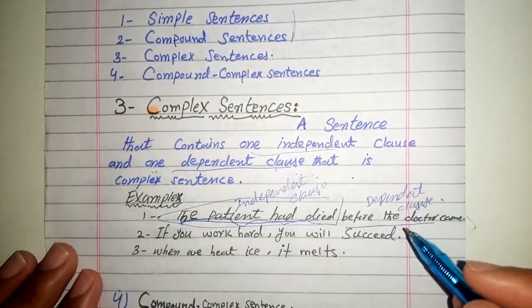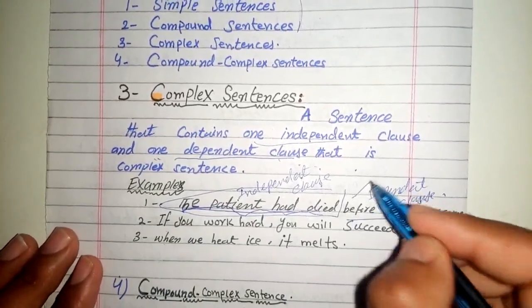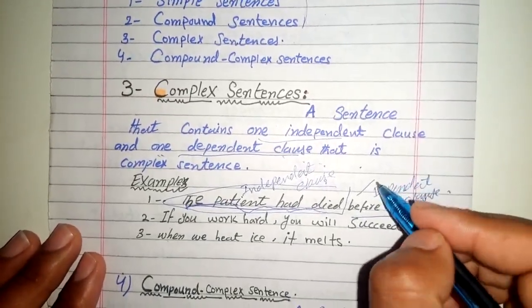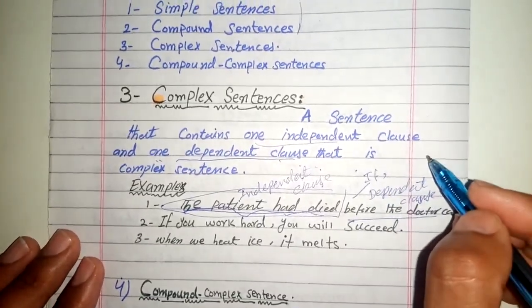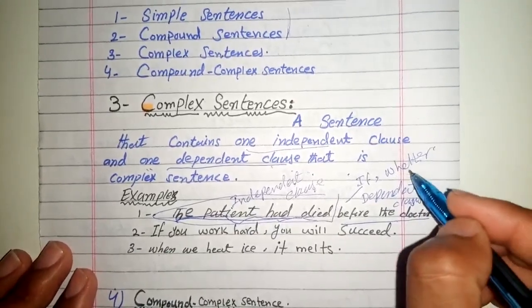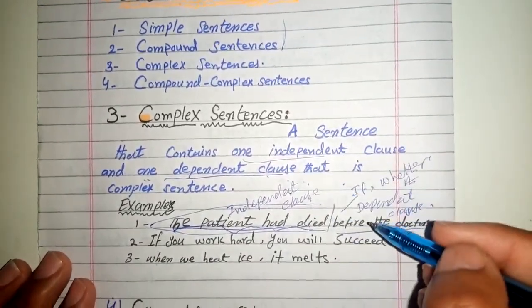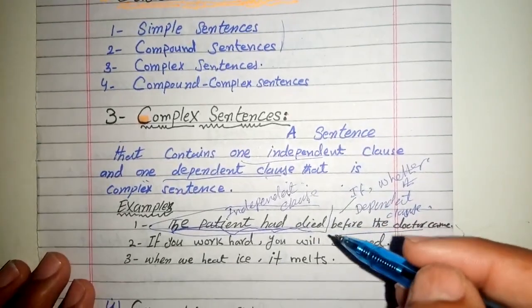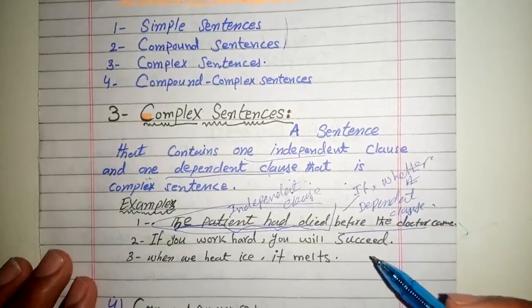One thing I will also clarify: whenever a clause begins with the word before, it is a dependent clause. Whenever a clause begins with the word if, it is a dependent clause. When it begins with whether, though, although, which, that, all these words at the beginning of a sentence, those clauses are considered dependent clauses.